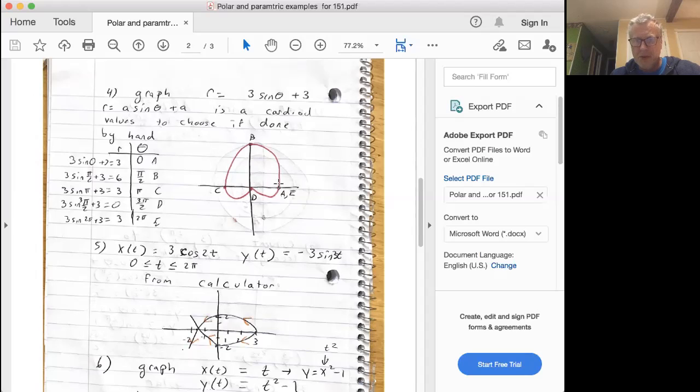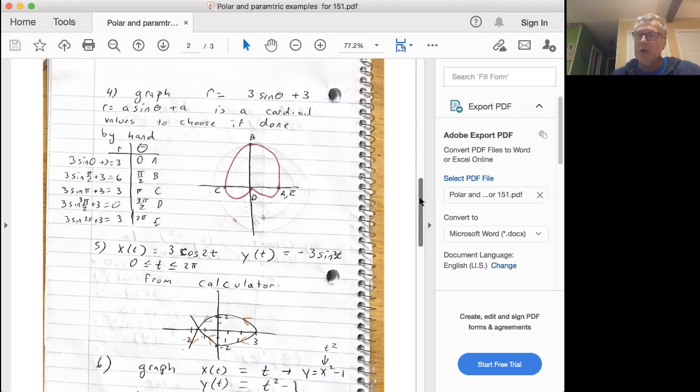So far we know they connect something like that. And then when we get to 3 pi over 2, we have a radius of 0. So that stays right there at the origin. So that means this has to come in, fold in like that. And then to close it out, at point E at 2 pi, that's back over here on the positive x-axis, we end up at 3 again.